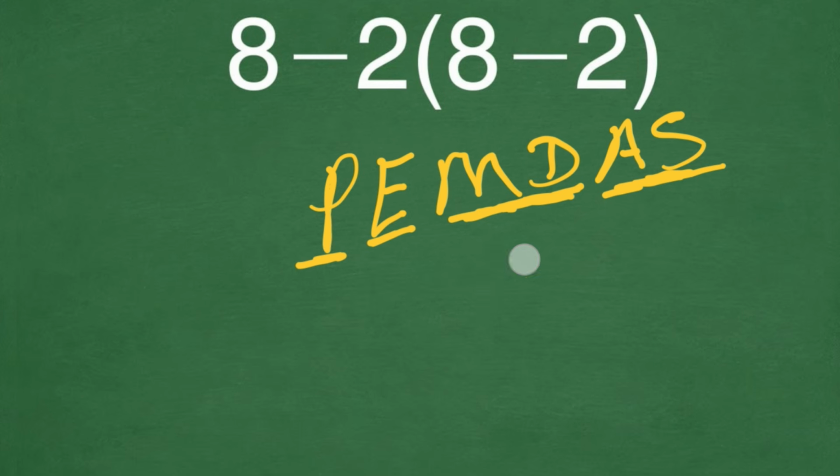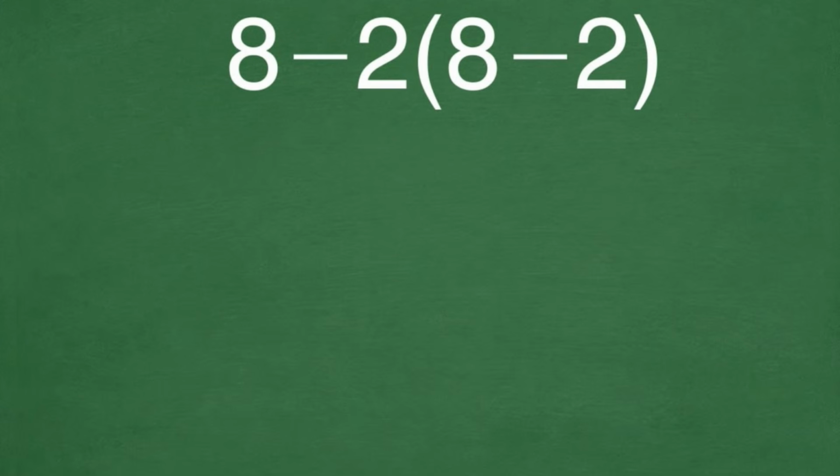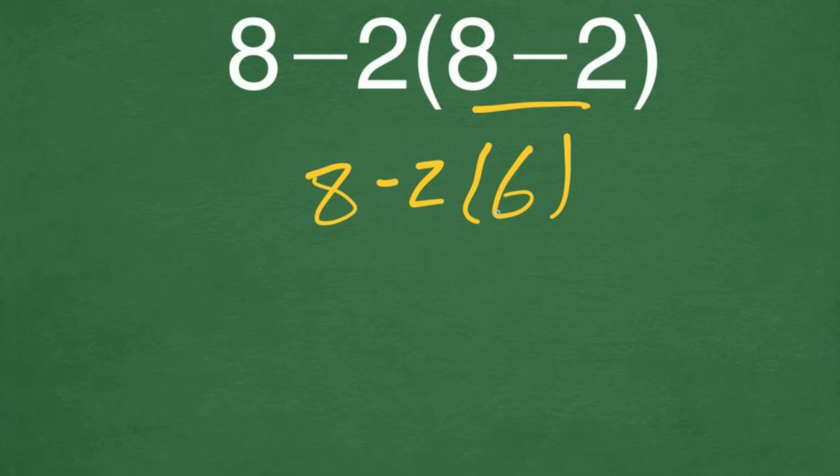So when we come to our problem and apply this rule, first we have to solve the parentheses. So after we solve the parentheses, 8 minus 2 becomes 6. So now we have 8 minus 2 times 6. Since there is no other operation inside the parentheses, we take 6 out of the parentheses. So 8 minus 2 times 6 is going to be the equation. So here is where most people make the mistake.